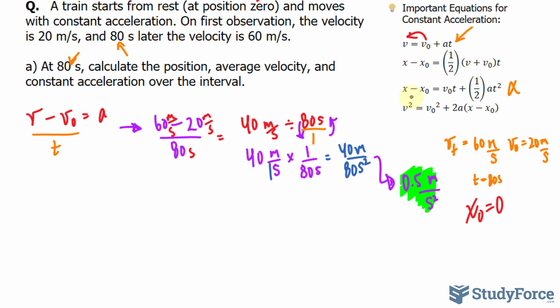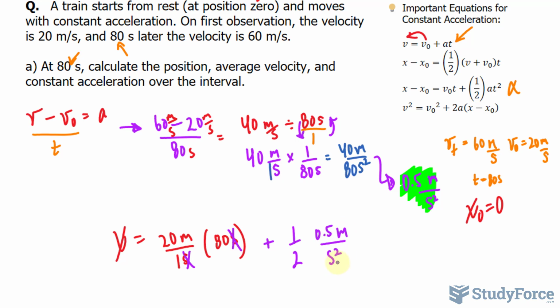We will substitute 0 into there. And if we actually do that, we end up with simply x. So that's the final position, which is equal to v sub 0, that's 20 meters per every 1 second, times t, 80 seconds. How convenient is that? Look, the seconds unit right away cancels out. We don't have to worry about that. Plus half of the acceleration, which we found to be 0.5 meters per second squared. And lastly, times t to the power of 2, which is 80 seconds raised to the power of 2.